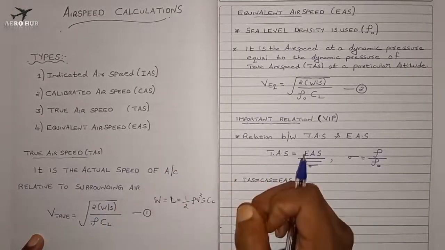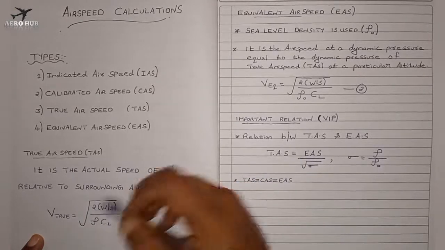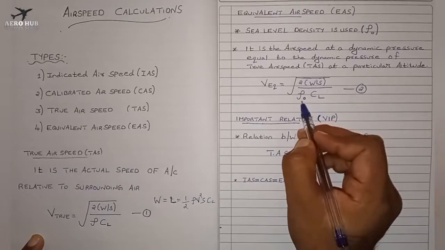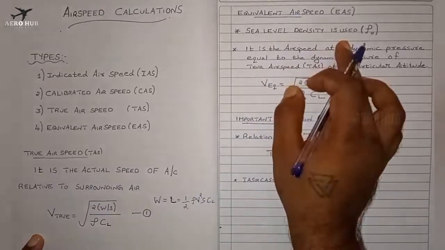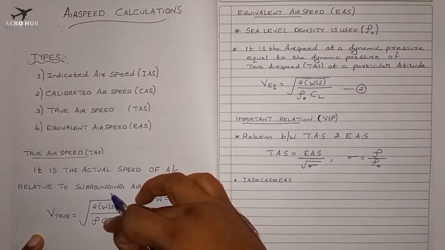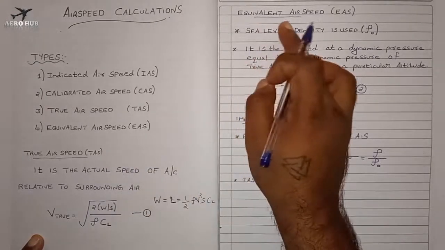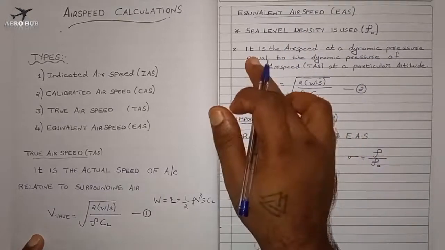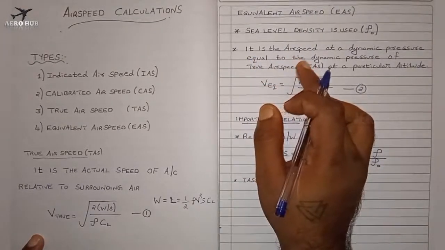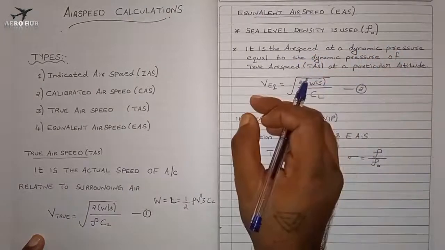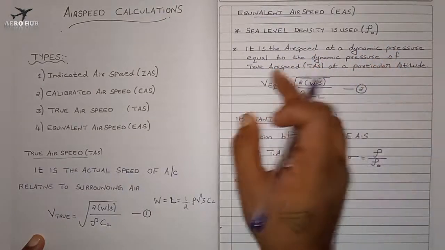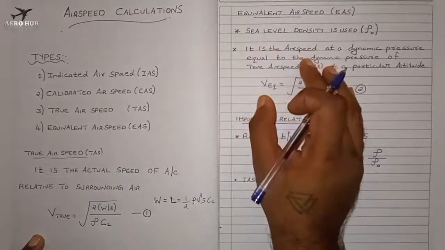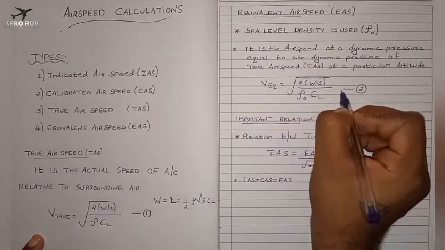In the case of equivalent airspeed, we will use the density at sea level, that is rho naught. So in the case of true airspeed, we use the density at the corresponding altitude, and in the case of equivalent airspeed, we use the density at sea level. This equivalent airspeed is the airspeed at which the dynamic pressure equals the dynamic pressure of the true airspeed at a particular altitude. This has no significance, but you have to remember the equation.